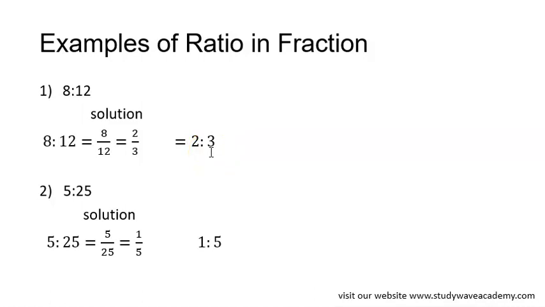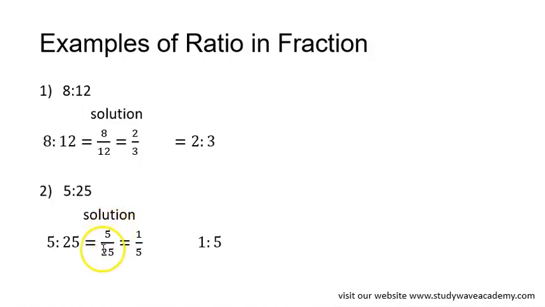Very good. Now let's look at the next one. We have here 5:25. So we have to change it to a fraction. We have 5:25. It will be 5/25. Okay? This is the numerator and this is the denominator. So, how can we change this to its simplest form?